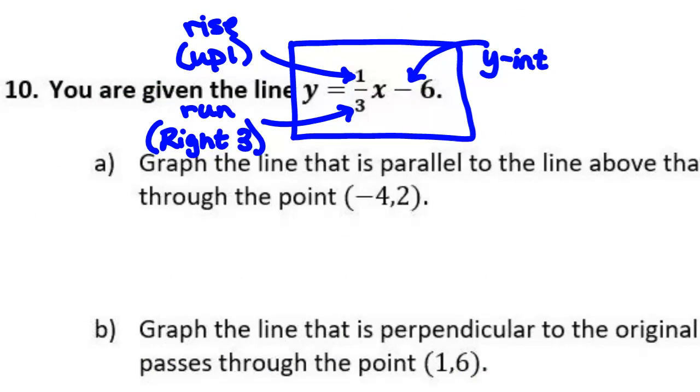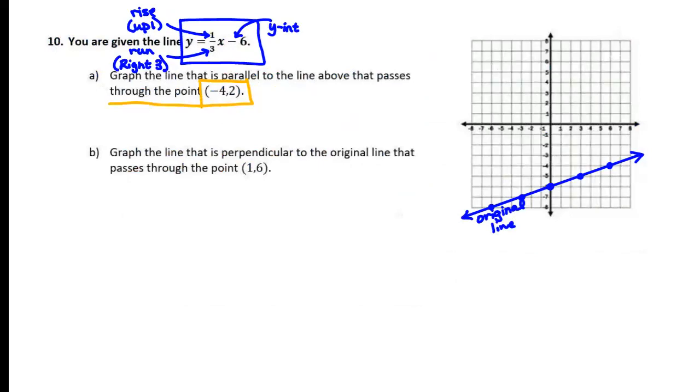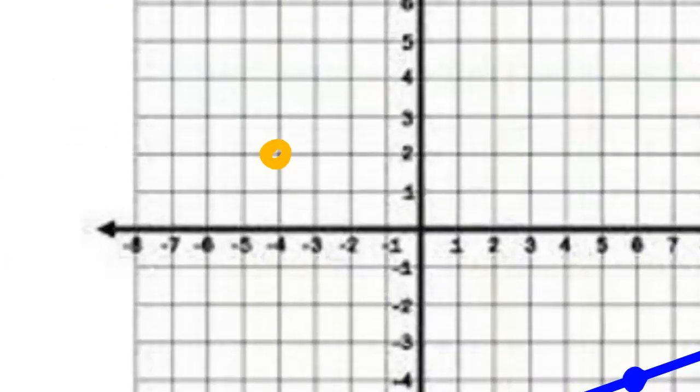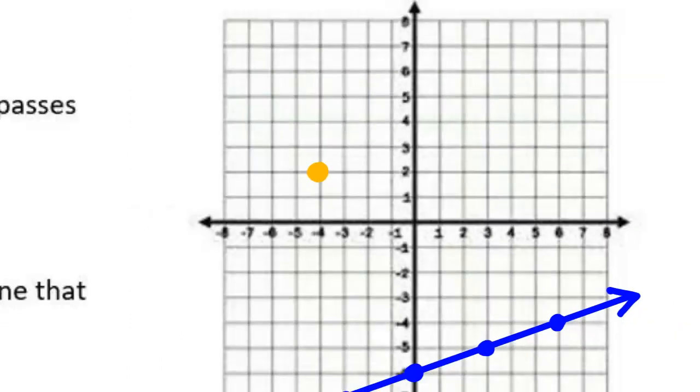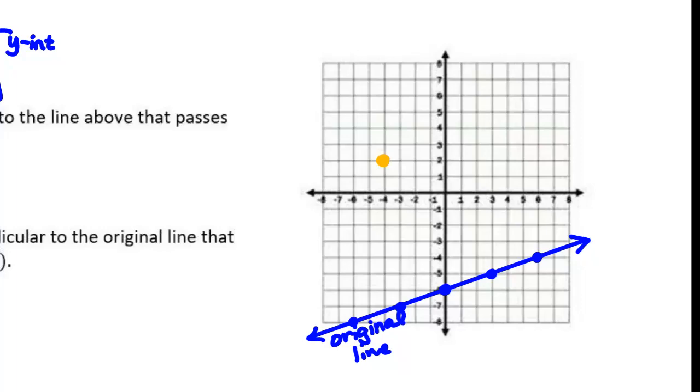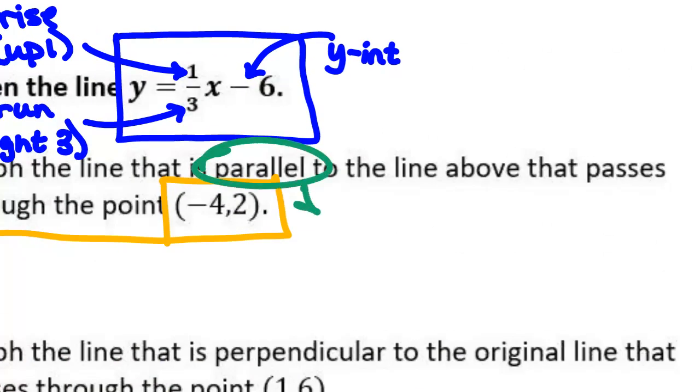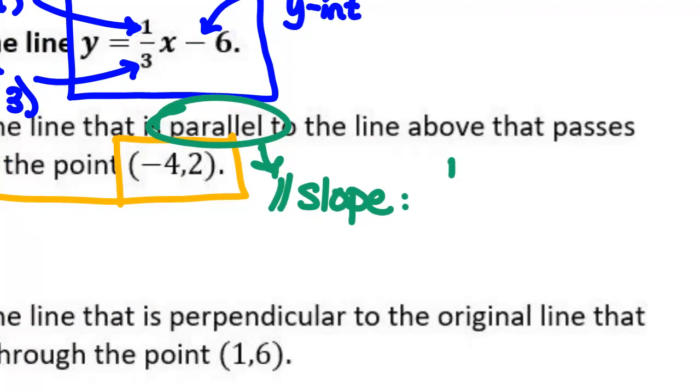So I want my parallel line to go through this point. I'm going to plot that point first, -4, 2, right here. Talk to me about parallel slope. How do I find parallel slope? Whatever the slope was of my original given line. What was the slope of my original line? 1/3. So my parallel slope is also going to be 1/3 because it will be the same slope.